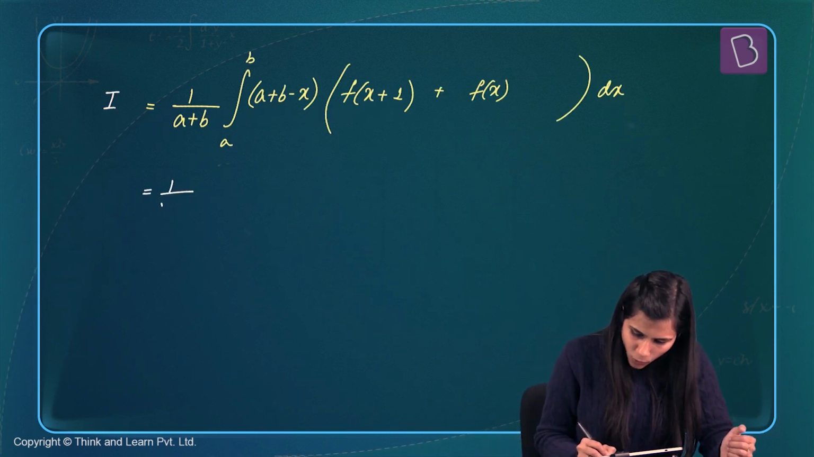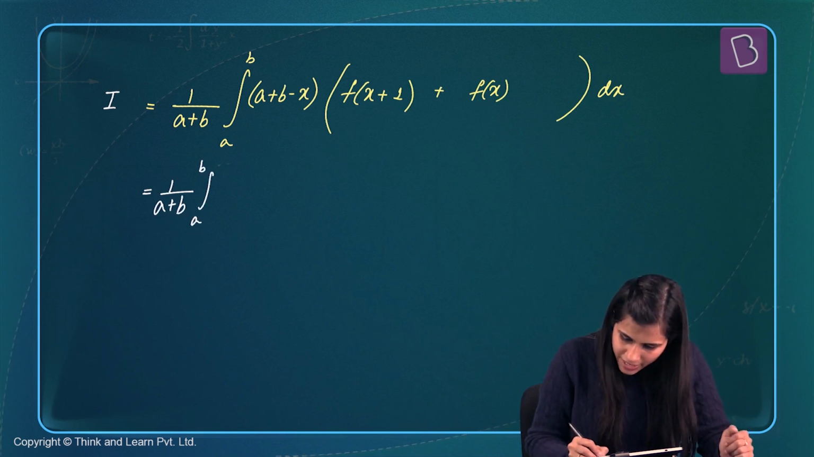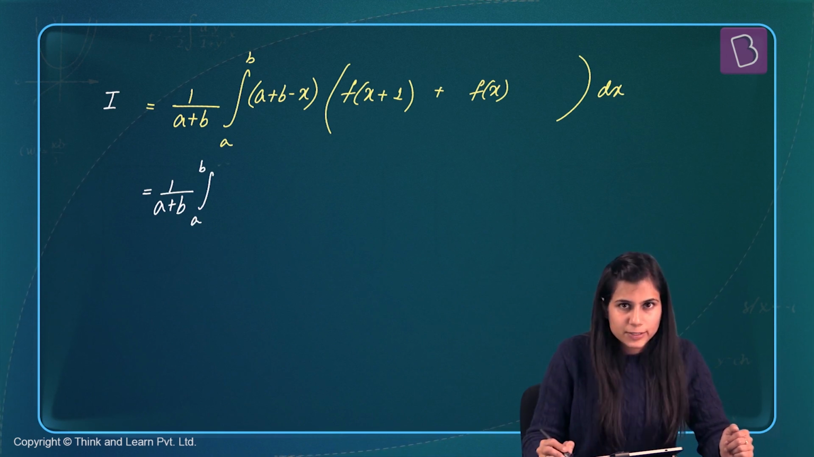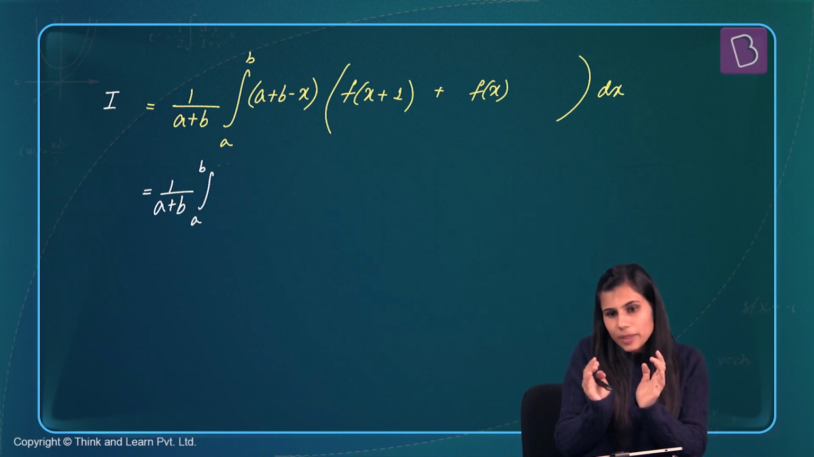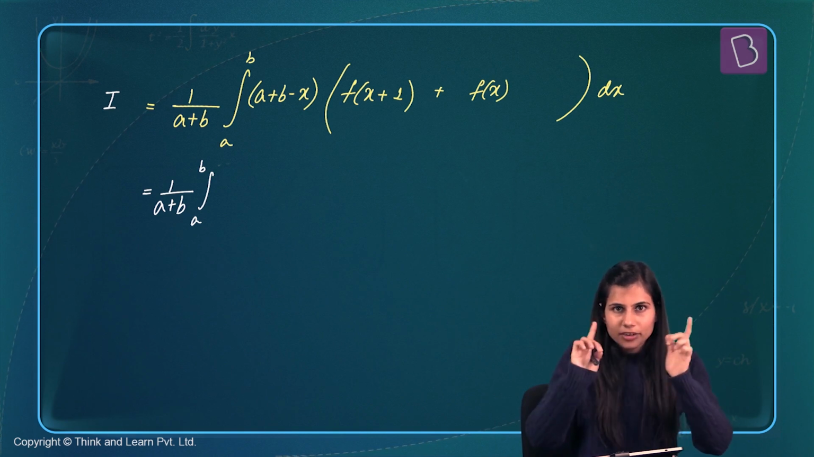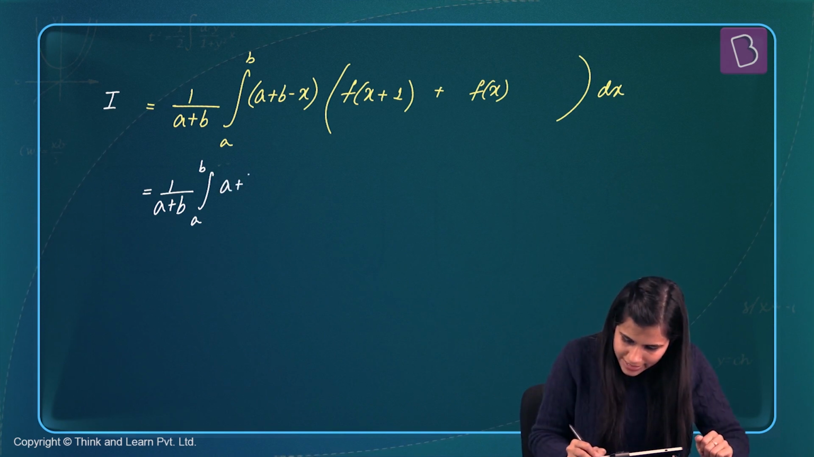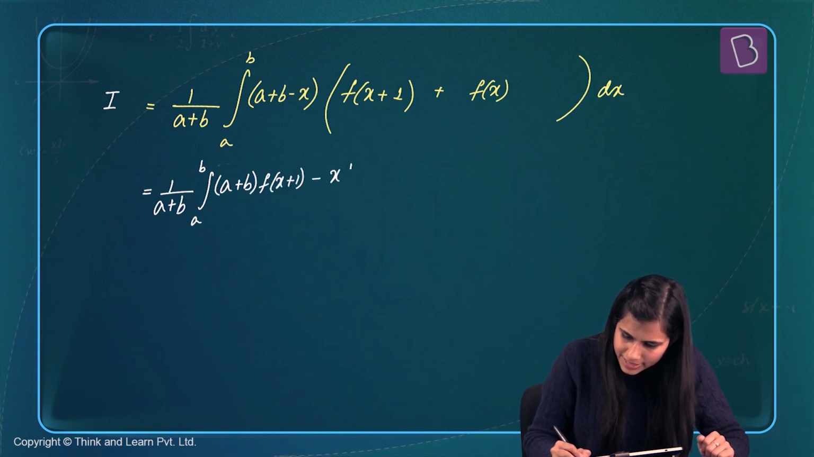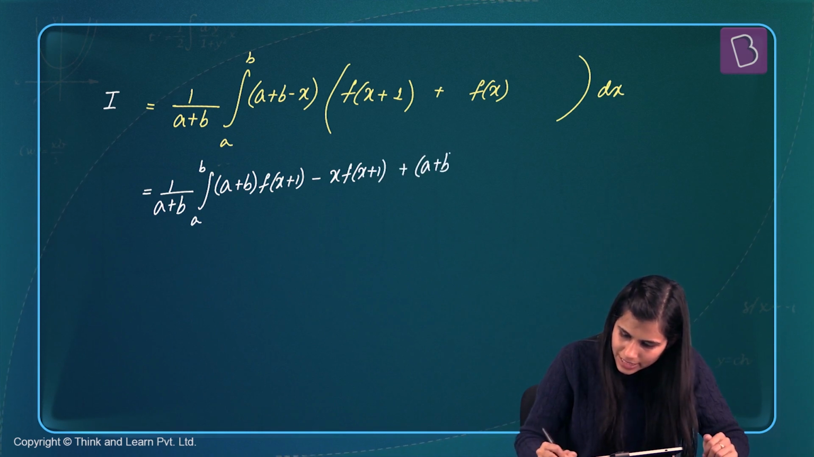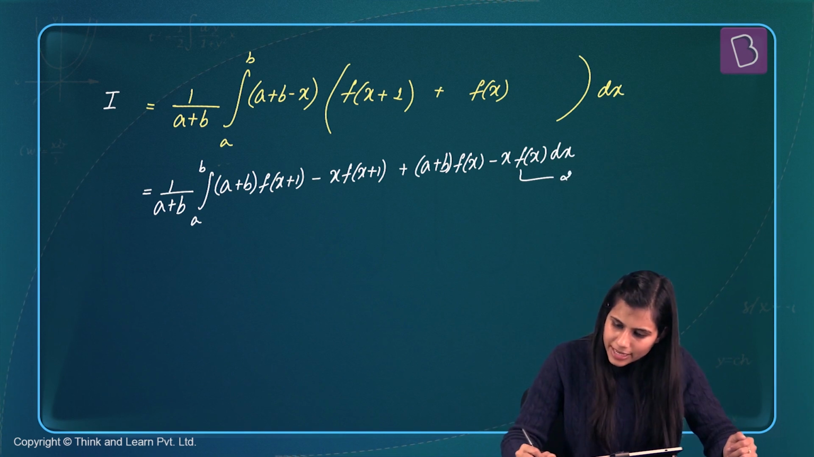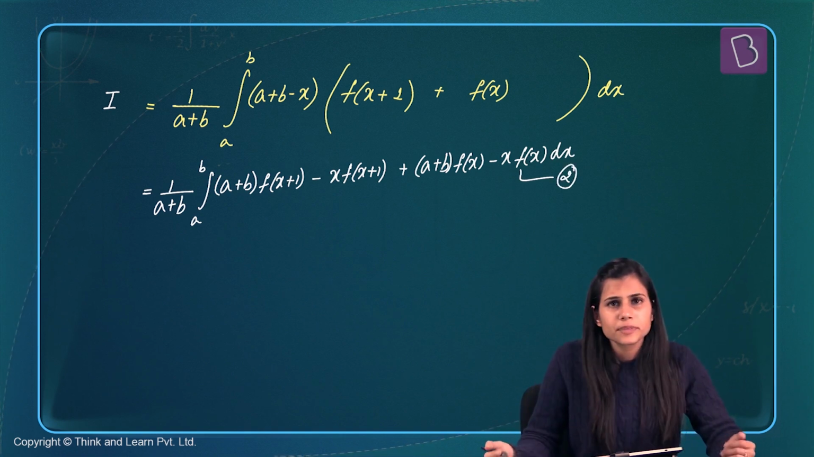Similarly, let's open this up, 1 by a plus b as it is, integral from a to b. And then you have a plus b times f of x plus 1. I'm deliberately clubbing a plus b together because in the denominator I have a plus b, right? Perspective. So I write this as a plus b times f of x plus 1 minus x times f of x plus 1. Similarly, plus a plus b times f of x minus x times f of x, the whole dx. This is my second expression for I itself. What do you do next?